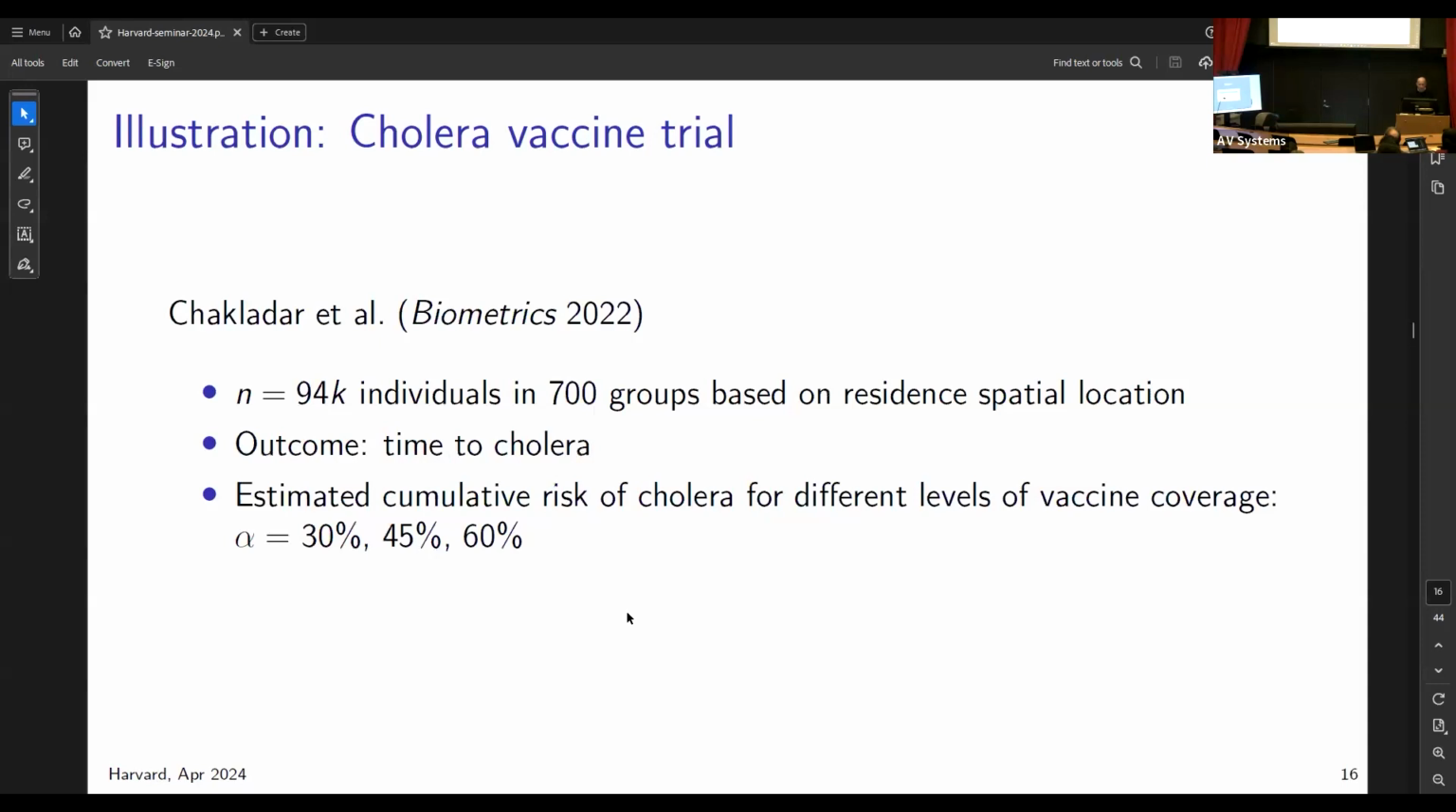vaccine. So the analysis I'm going to show you involves about 94,000 individuals partitioned into 700 clusters or groups based on the spatial distribution of where they lived. The outcome of interest is time until cholera, so it's like a survival time, subject to right censoring due to dropout, emigration, and end of the study. And then on the next plot, I'm going to show you the results of applying this IPW type estimator, where we're estimating the cumulative risk of cholera under three different counterfactual scenarios. One where the level of vaccine coverage in the population is 30%, then 45%, and 60%.